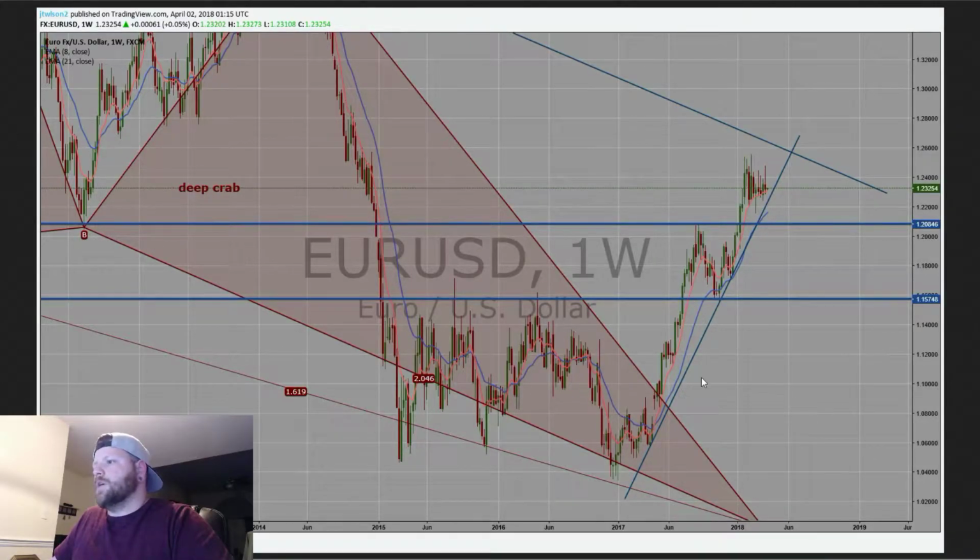There is a deep crab pattern that's been valid since week 1. That completes way down here and doesn't become invalidated until way up here. So that's just something to be aware of.